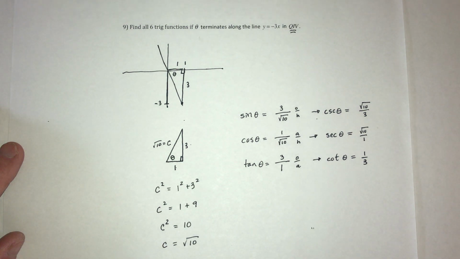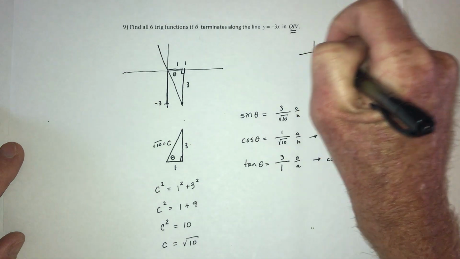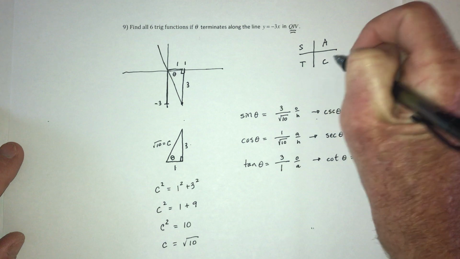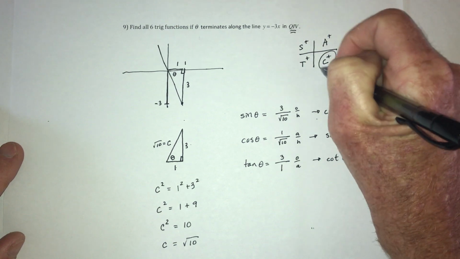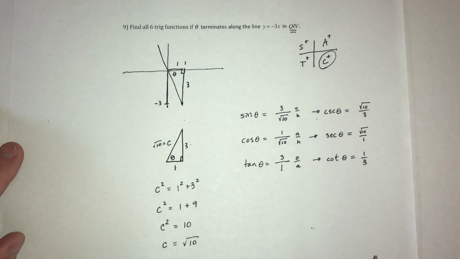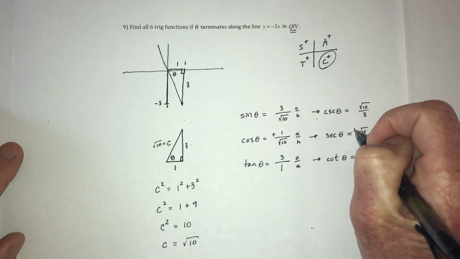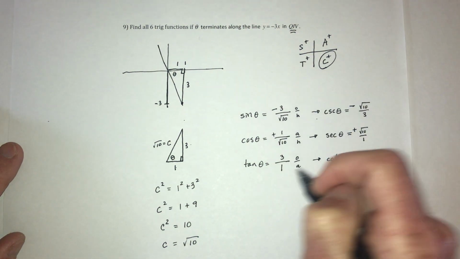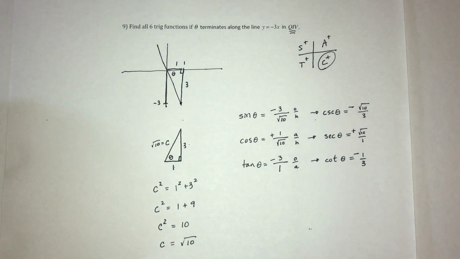And then for the very last part, decide what the signs should be. So quadrant 4. A smart trig class tells you where they are positive. So in quadrant 4, cosine is supposed to be positive, which means secant is supposed to be positive, and the other ones are negative. And there it is. We're done with number 9.